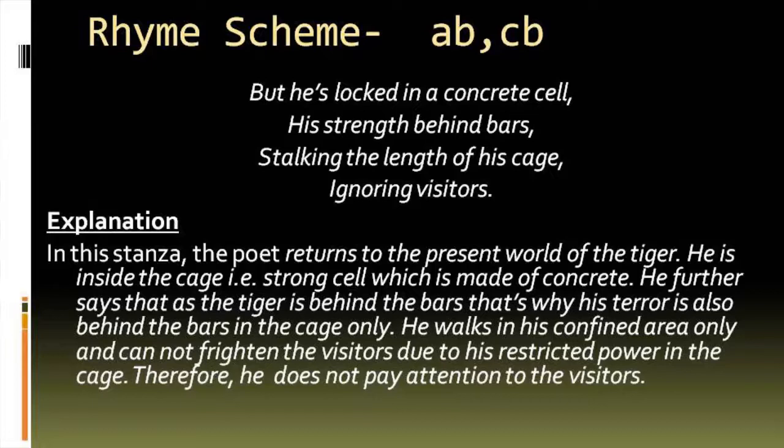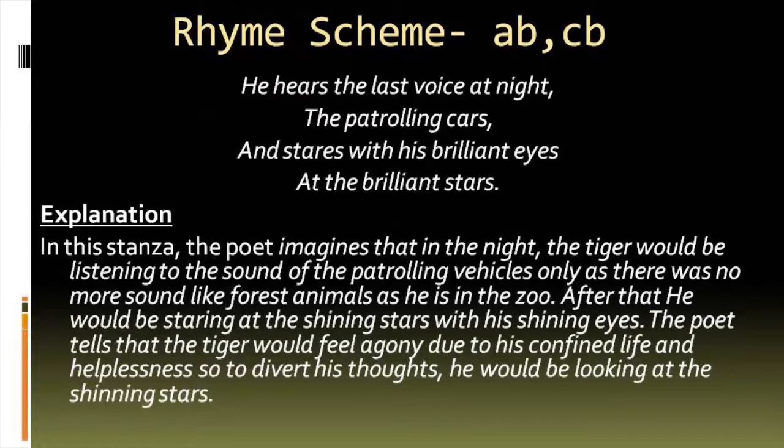As earlier we have studied in the last stanza, he would be terrorizing the people living in the village at the edge of the jungle. So he cannot do anything now, that's why he is ignoring them. Now in the next stanza, he hears the last voice at night, the patrolling cars, and stares with his brilliant eyes at the brilliant stars. Same literary device, personification, and the rhyme scheme is also the same.